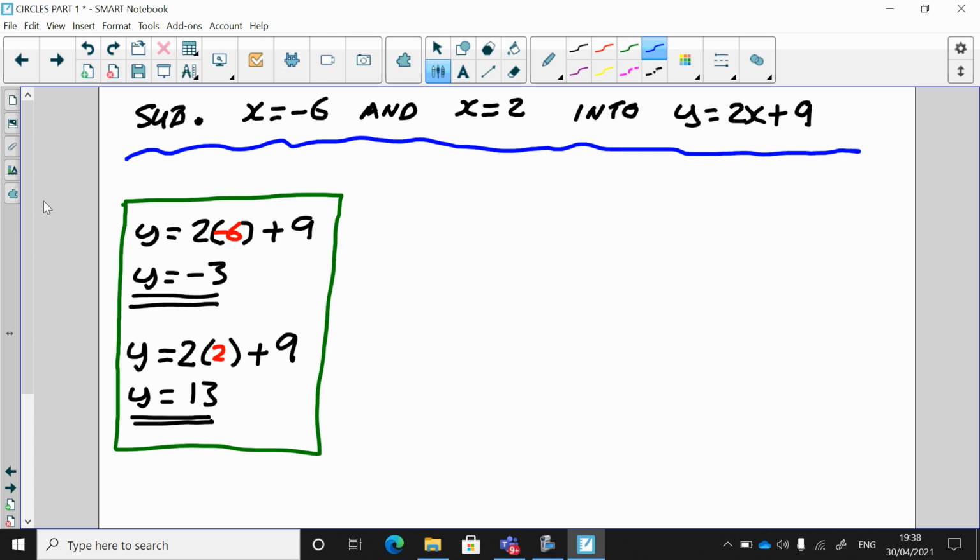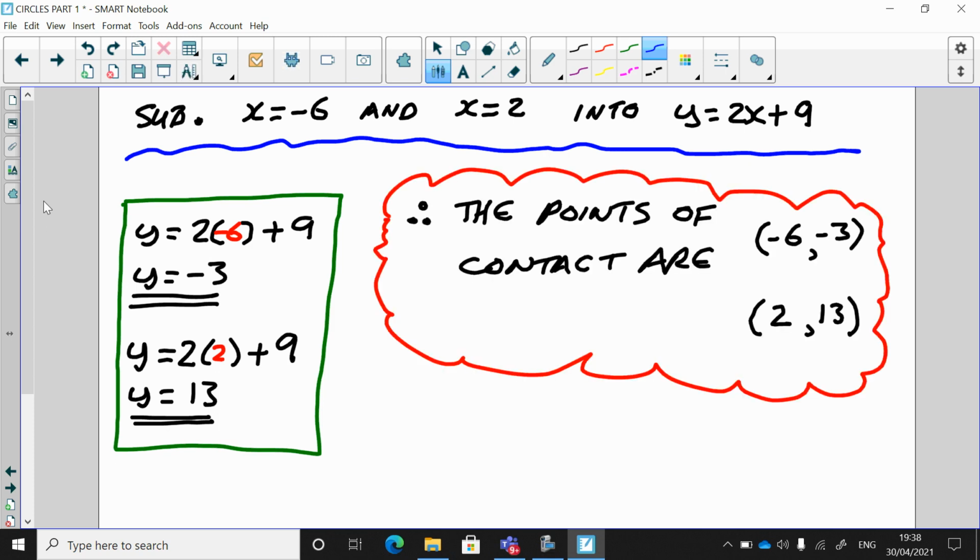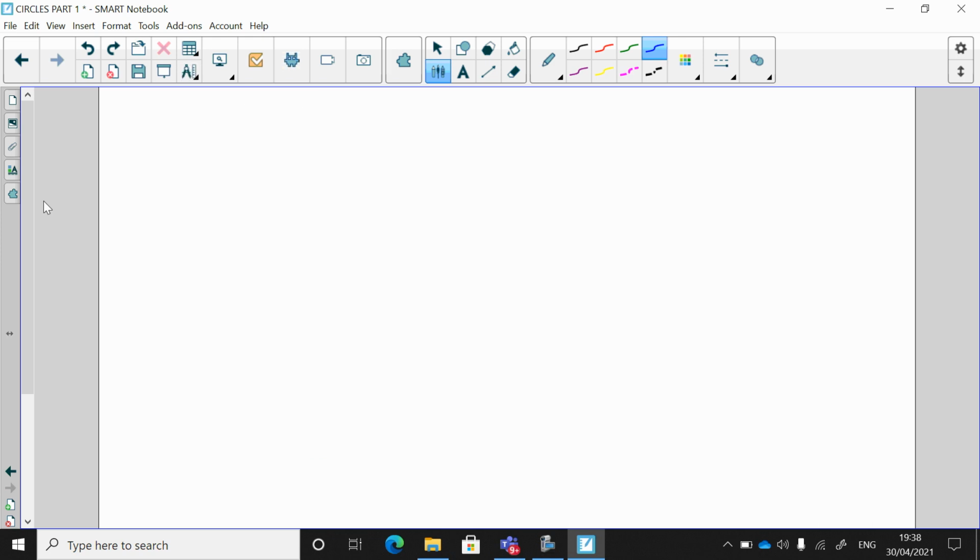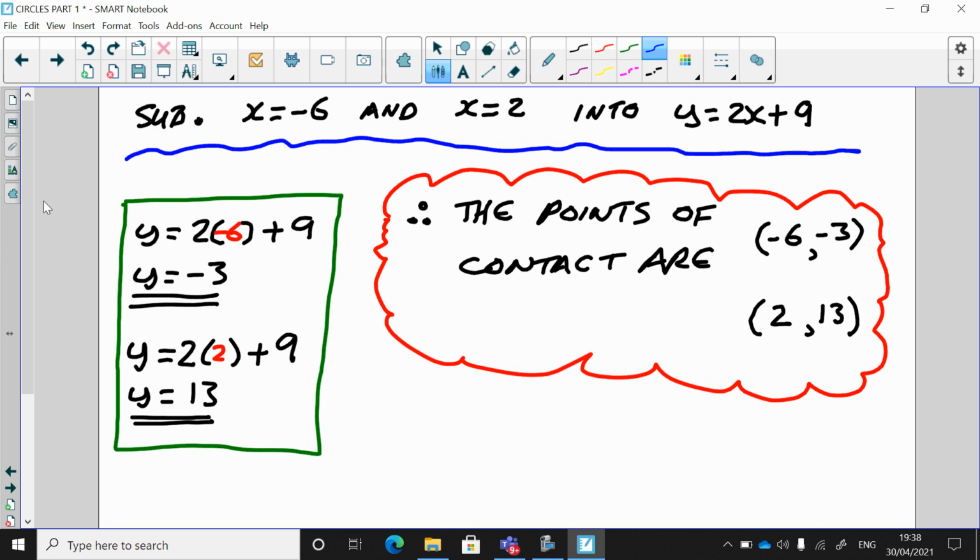With x equal to minus 6, we get minus 3 next to it, and with x equals 2, we get 13. So there are the points of contact. I think that's us finished there.